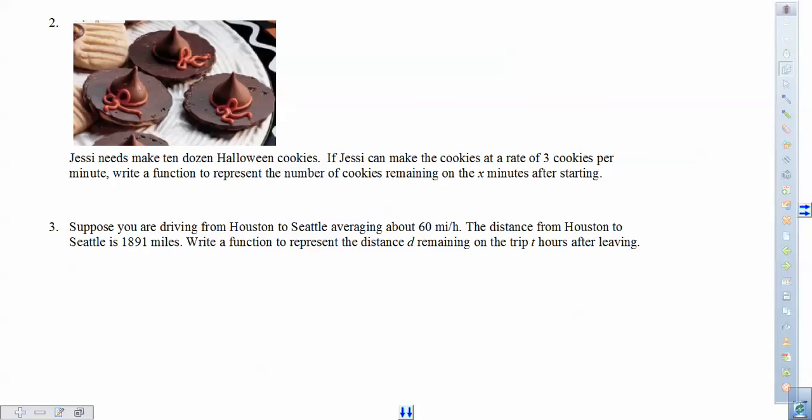Alright, so questions 2 and 3, these ones are very similar problems. I want to see if you guys can take a real world situation and be able to translate. You guys have been doing a good job with that, so let's just take a look at those answers and I'll just elaborate from there.